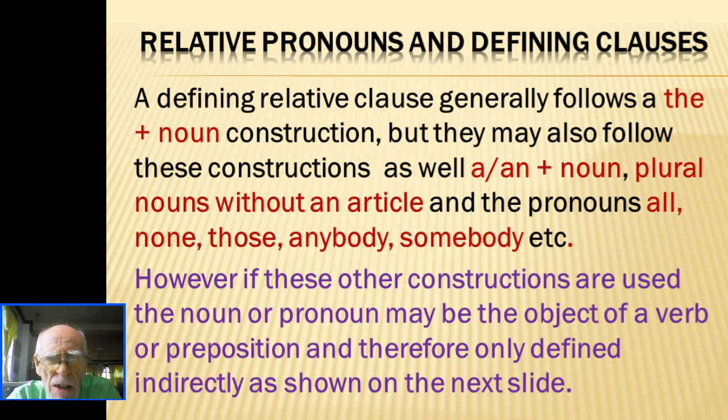A defining relative clause generally follows a the plus noun construction, but they may also follow these constructions as well: a or an plus a noun, plural nouns without an article, and the pronouns all, none, those, somebody. However, if these other constructions are used, the noun or pronoun may be the object of a verb or preposition, and therefore only defined indirectly as shown in the next slide.